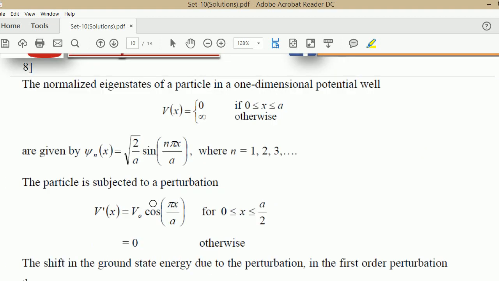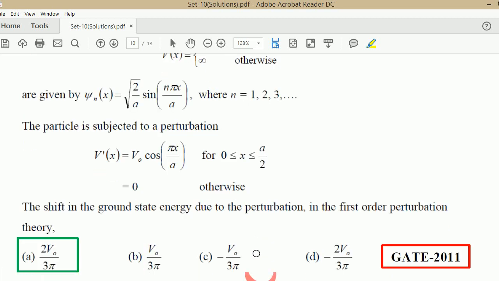Next, question number 8. The normalized eigenstates of a particle in a one-dimensional potential well V of x equal to 0 when 0 less than or equal to x less than or equal to a, and infinity otherwise, are given by psi n of x equal to root over 2 by a sin n pi x by a, where n equals 1, 2, 3. The particle is subjected to a perturbation V prime of x equal to V naught cos pi x by a for 0 less than or equal to x less than or equal to a by 2, and 0 otherwise. The shift in the ground state energy due to perturbation in first order perturbation theory is.